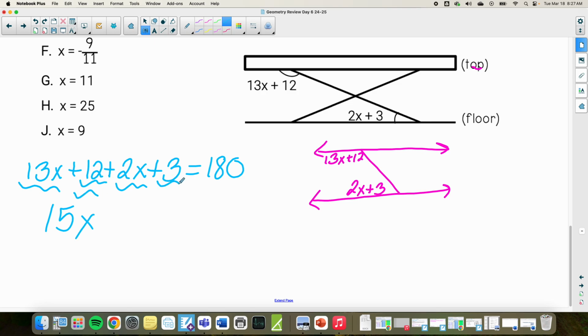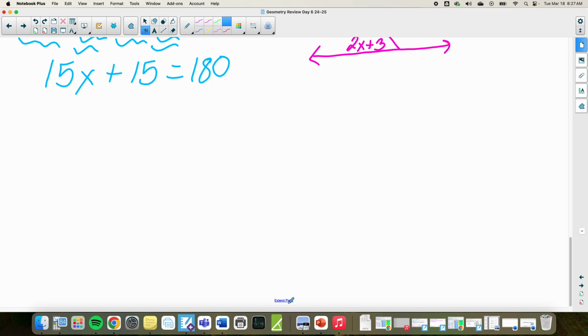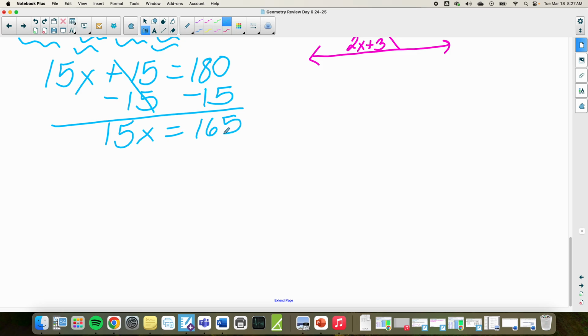12 plus 3 is 15, and that equals 180, and then we're just going to solve that. So I'm going to subtract 15, and I get 15x equals 165. And remember on this, we still can't use a calculator, okay? So you guys would have to actually do division. At least I don't think they let you use a calculator here. Could you guys all do long division at this point?